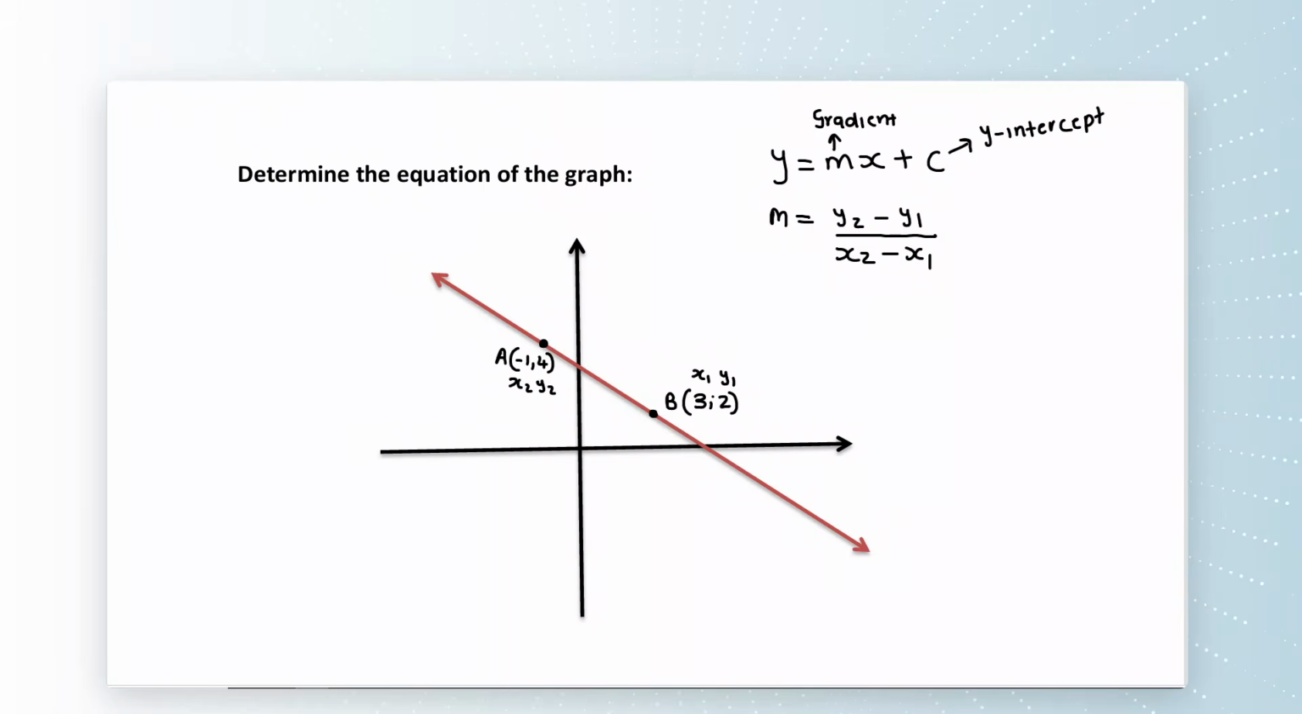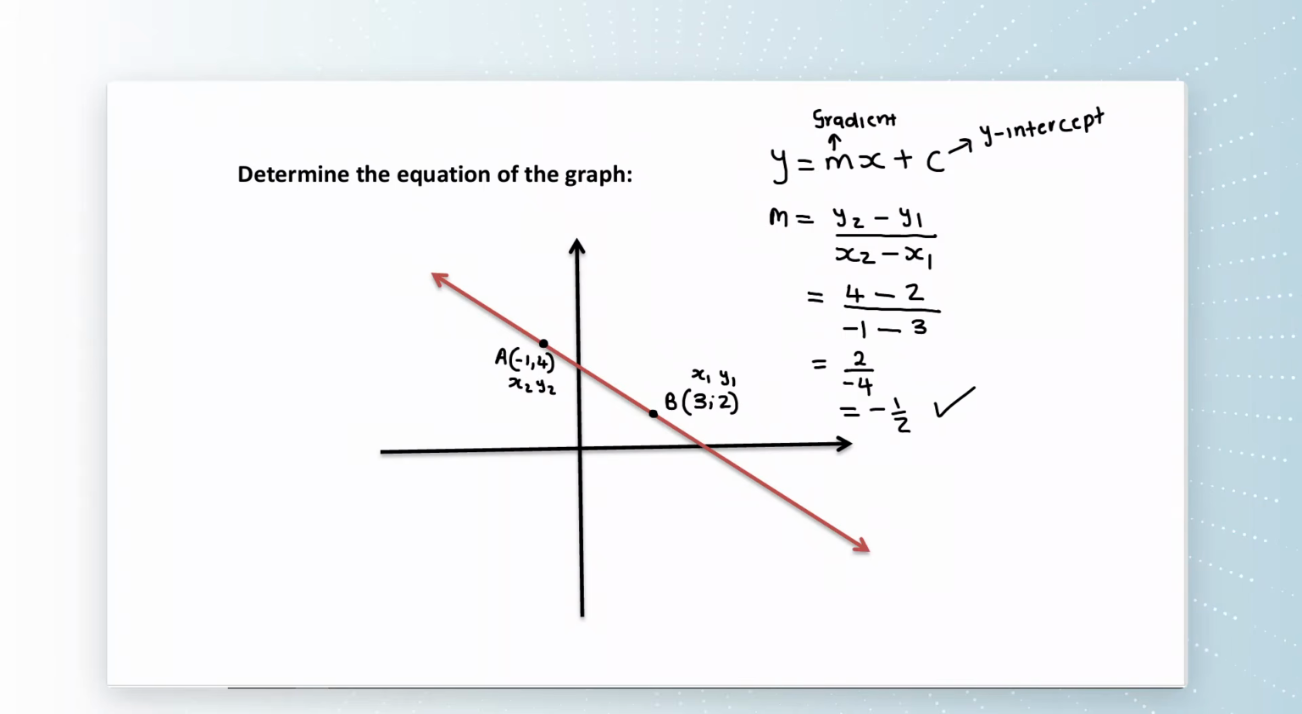Okay? So now go ahead and substitute. y2 is 4, according to our choice, minus y1 is 2, over x2 is negative 1 minus x1 is 3. Then simplify. 4 minus 2 is 2, and negative 1 minus 3 is negative 4, which will end up being negative half. Brilliant. We got our gradient.